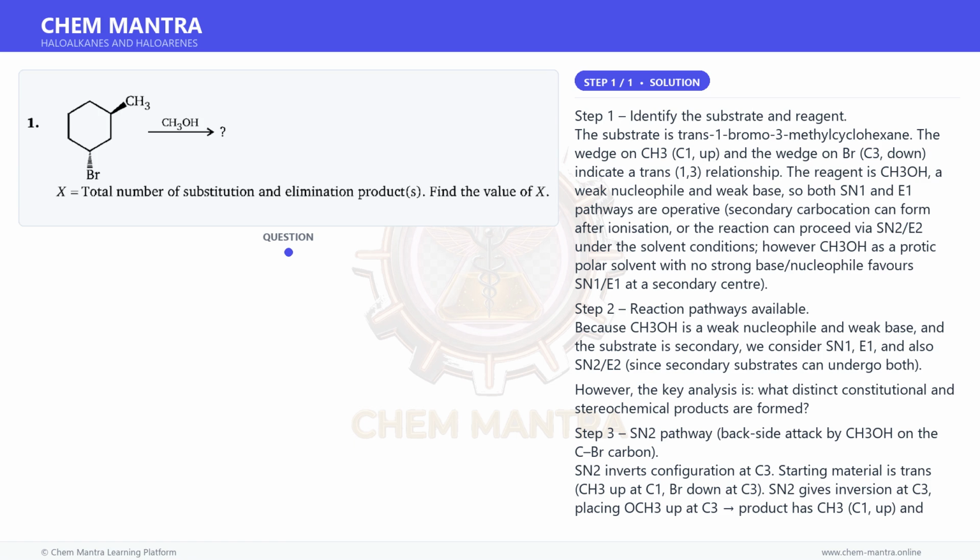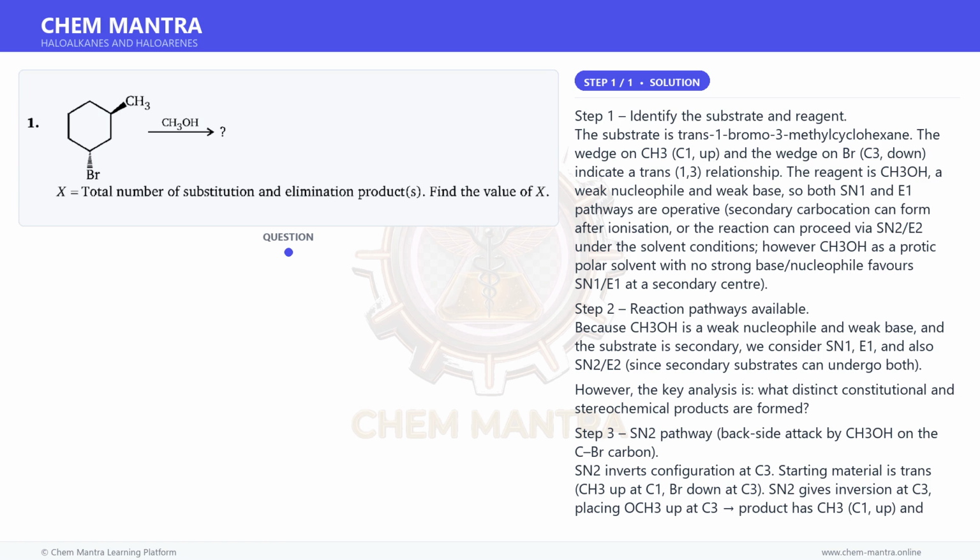Considering the two possible beta carbons, C2 and C4, the double bond can form in two directions, giving two regioisomeric alkenes. A. 3-methylcyclohexene, endocyclic double bond between C2 and C3. B. 1-methylcyclohexene or 3-methylcyclohexene, double bond between C3 and C4. These are two distinct elimination products, constitutional isomers.